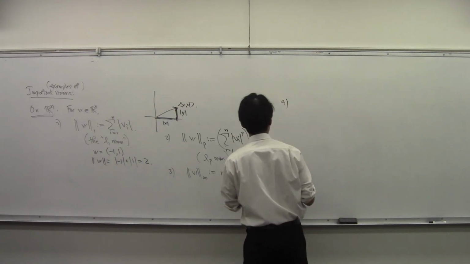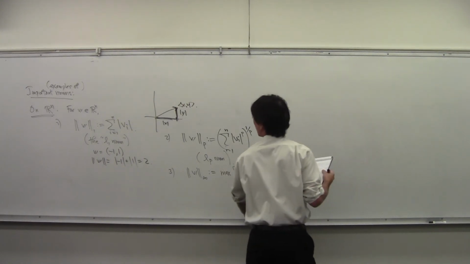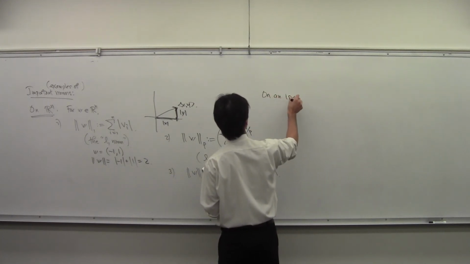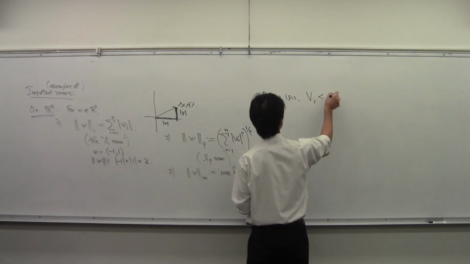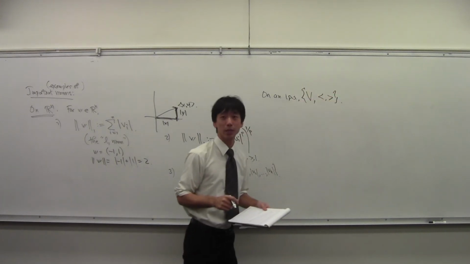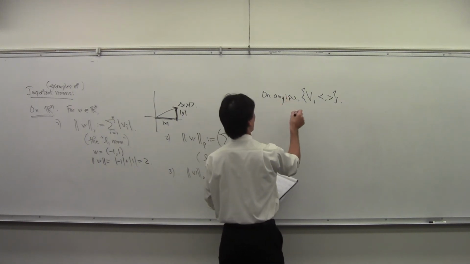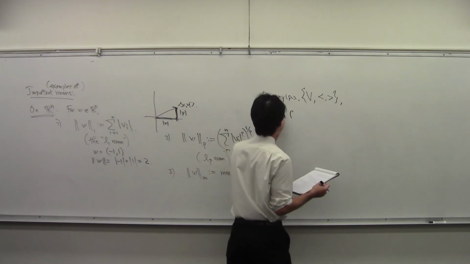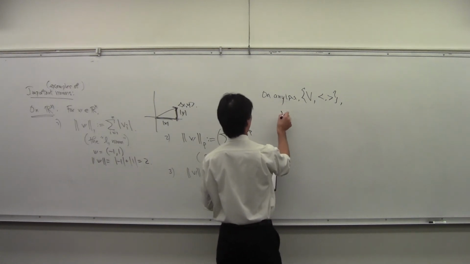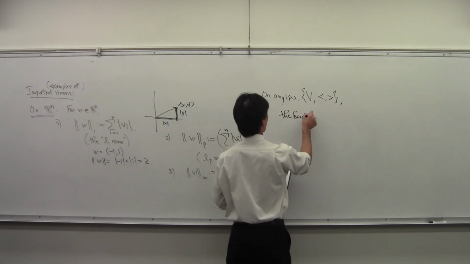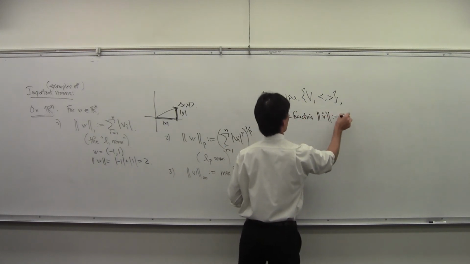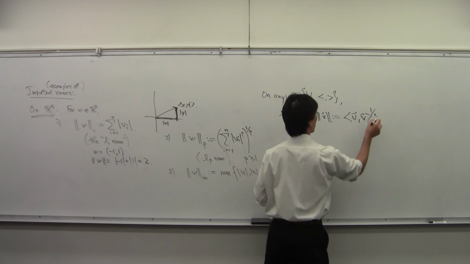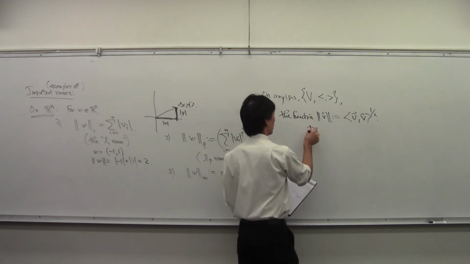Example 4. So actually, let me change this. It's not really example 4. So it's not on Rn. On an inner product space, suppose V has an inner product on it. On any inner product space, the function defined by taking the inner product of a vector against itself and then its square root turns out to be a norm.